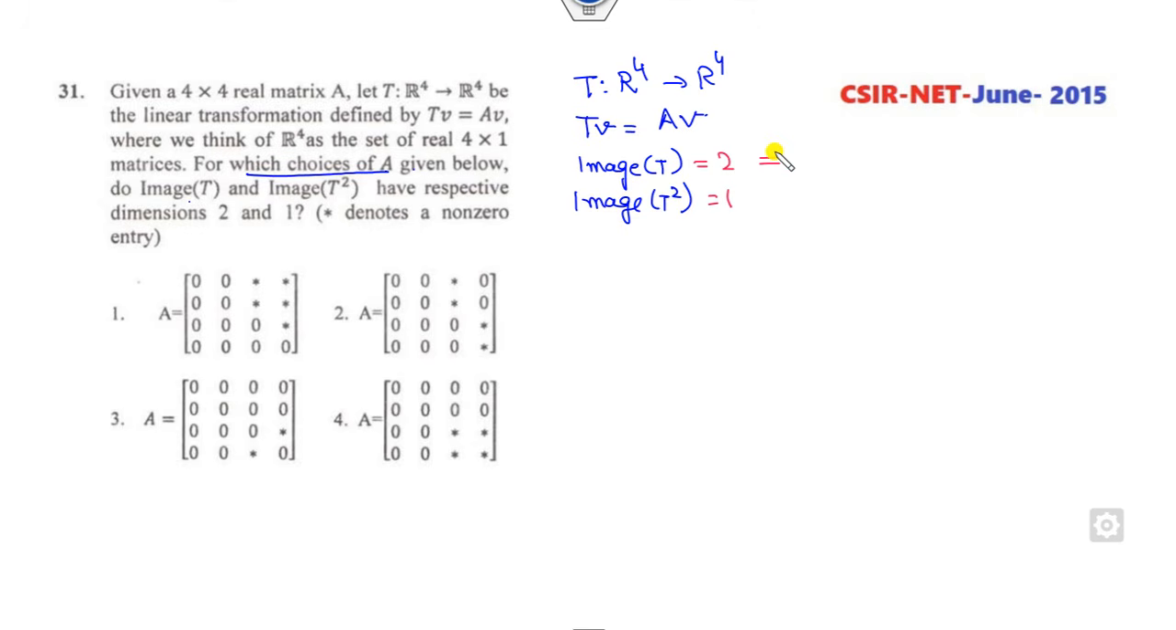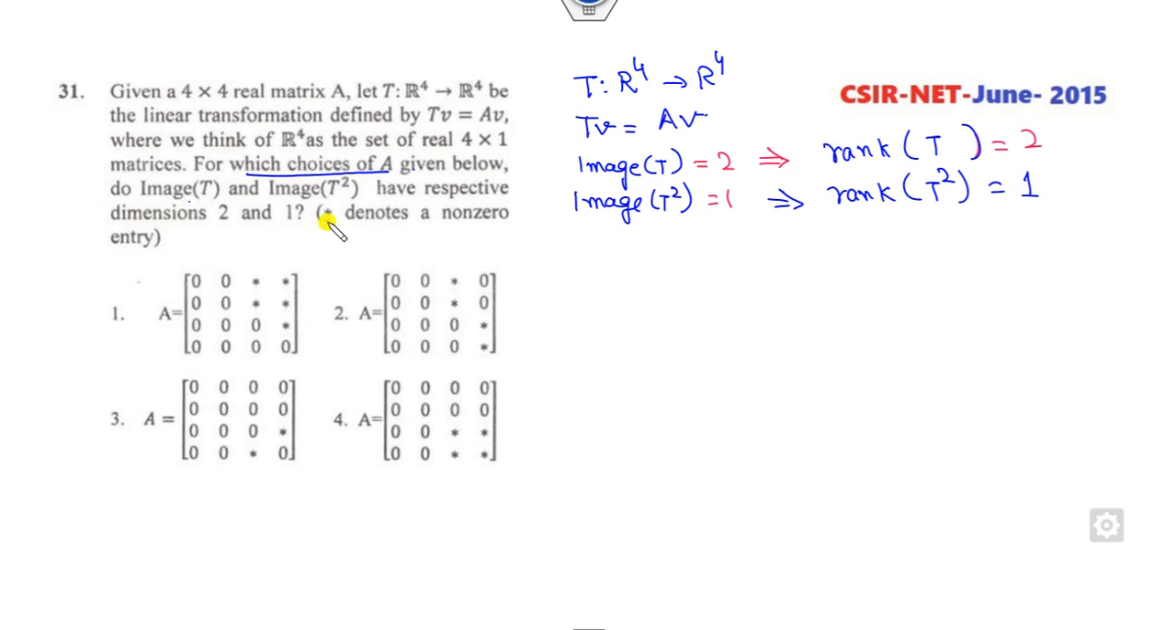What is the meaning of the image? It is the dimension of the range space. That is the meaning of this. What is the dimension of the range space? That is the rank. That is the meaning of the rank. So I can write these numbers as: rank of T is 2 and rank of T square is 1. So we have to check this in the options.